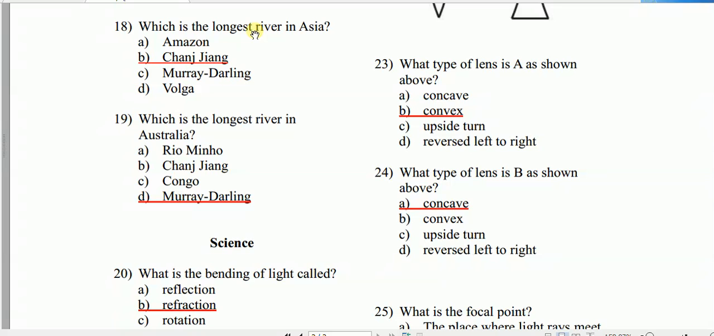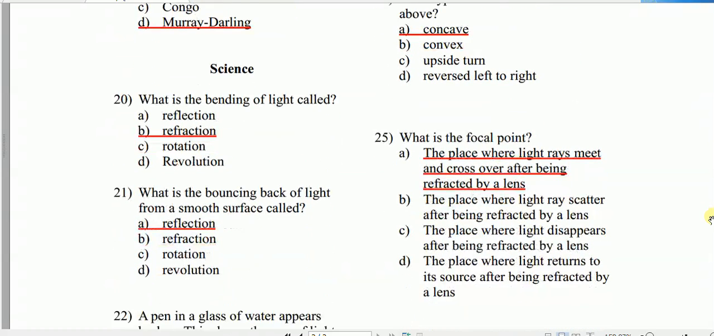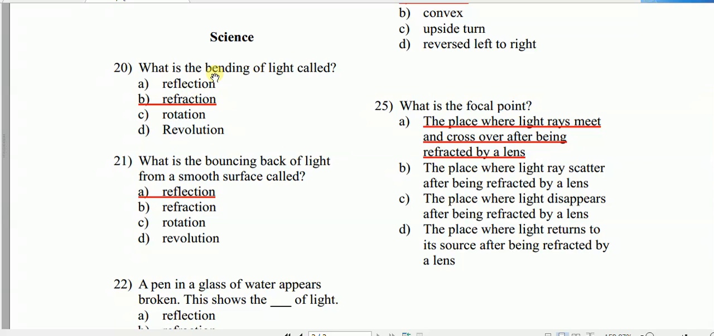All right. We move on now to our science. Number 20 says, what is the bending of light called? And that is called refraction. Refraction is the bending of light. Number 21, what is the bouncing back of light from a smooth surface called?